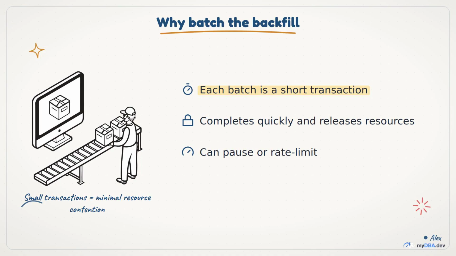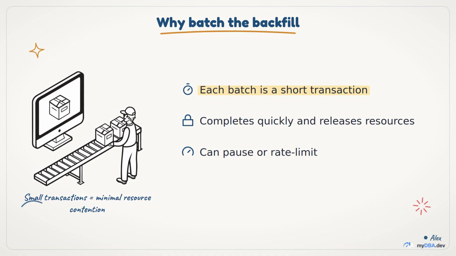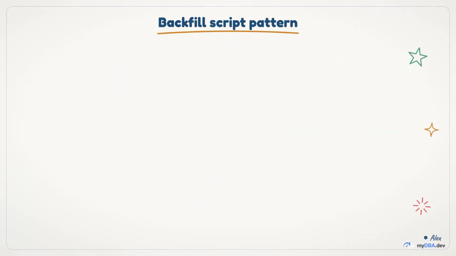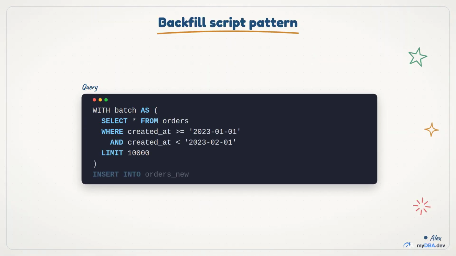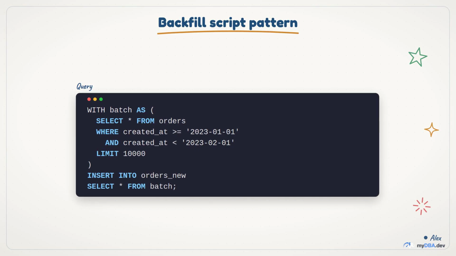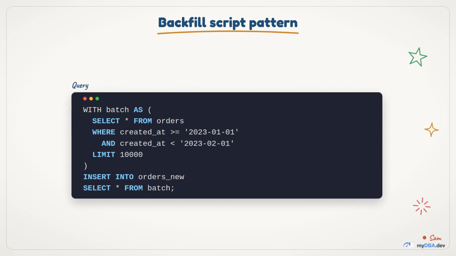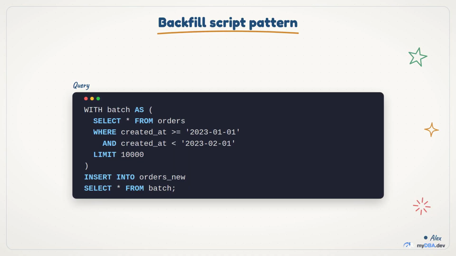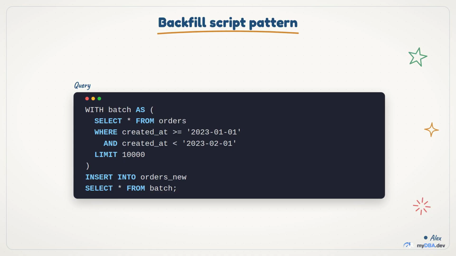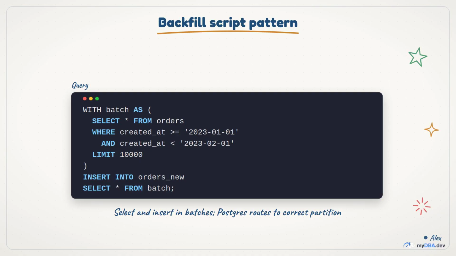The key is that each batch is an insert into the new partition table, selecting from the old table based on created_at. Here's the backfill pattern. You select a batch of rows from the old table, filtered by the date range you're backfilling, and insert those rows into orders_new. Postgres automatically puts them in the right partition based on created_at. So I'm just copying data from the old table to the new partition table in chunks? Exactly. You loop this in a script. Each iteration moves another batch. You can track progress by checking how many rows you've migrated for each date range. When a range is fully backfilled, you move on to the next month or week.